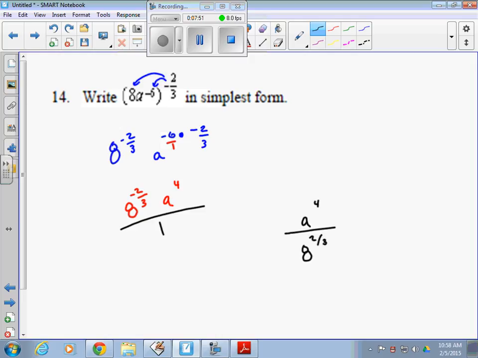Then just write it in the index form where you can see it. So it's going to say a to the 4th over, the index is 3. So it's the cube root of 8 squared. The cube root of 8 is 2. And then 2 squared is 4. So a to the 4th power over 2 squared, which is 4.